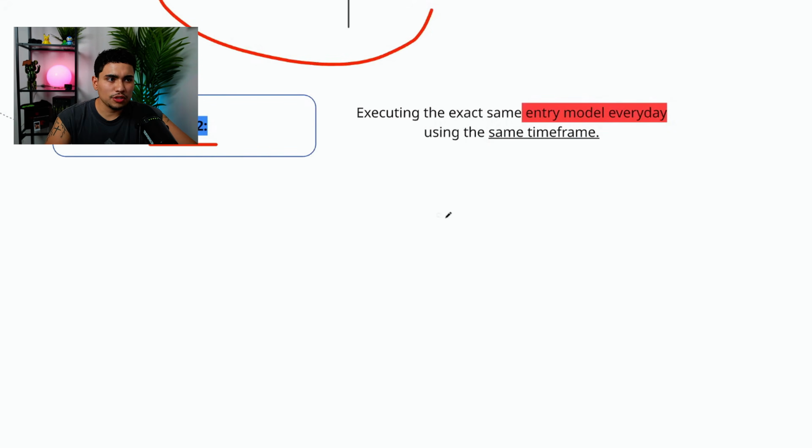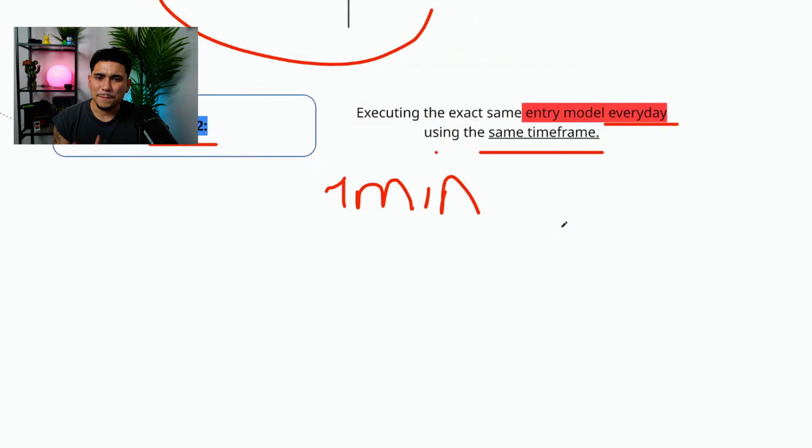Now step number two is going to be executing the exact same entry model every single day using the exact same time frame every single day. Now, the one thing about this is that you can use step one and come up with your bias the way that I do, but you can enter in a different time frame. Me personally, I enter in the 1 minute. But you yourself, you don't need to do that. You can enter in the 15 and the 20 and the 30. It does not matter as long as you back test it and journal it. And whatever works for you, then do that. You can even enter in the 4-hour for all that matters.